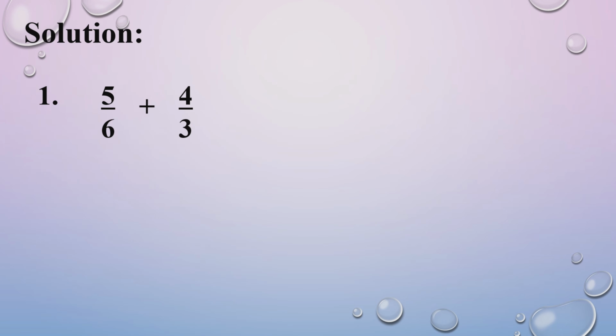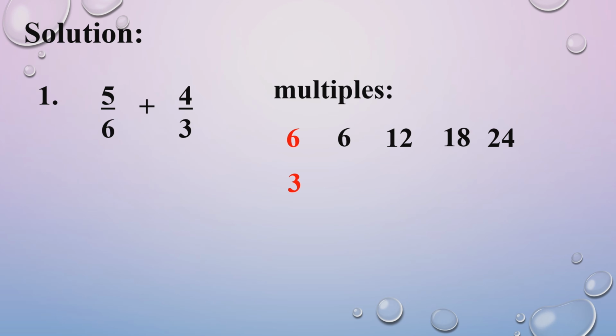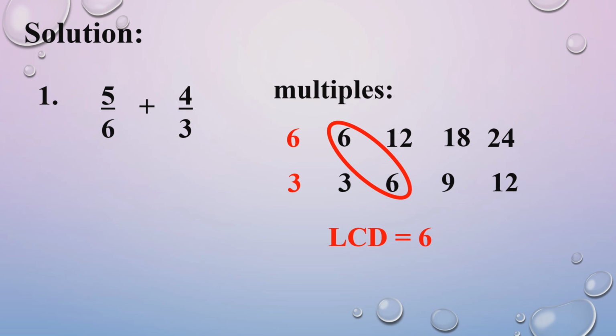Let us check your answers. For the solution of number 1, we have 5 over 6 plus 4 over 3. Again, let's have the multiples of 6 and 3. For 6, we have 6, 12, 18, 24. For 3, we have 3, 6, 9, and 12. So the LCD is 6. Let us use that as our denominator.